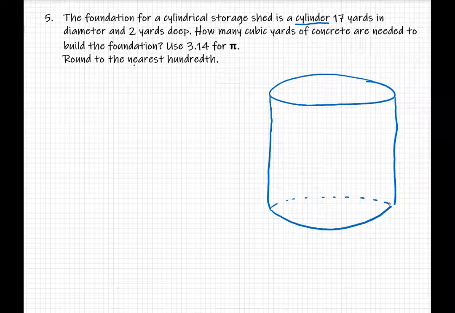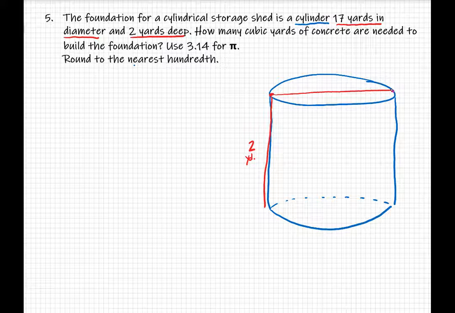That cylinder is 17 yards in diameter and 2 yards deep. So this vertical height or depth is 2 yards. And the diameter, or the distance across a circle, that is 17 yards.